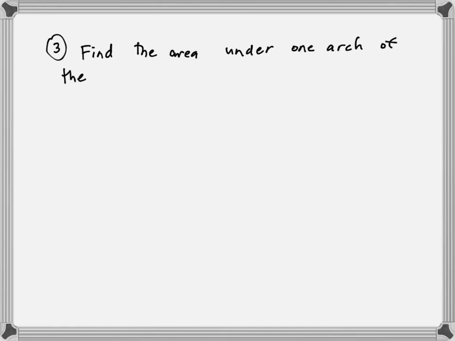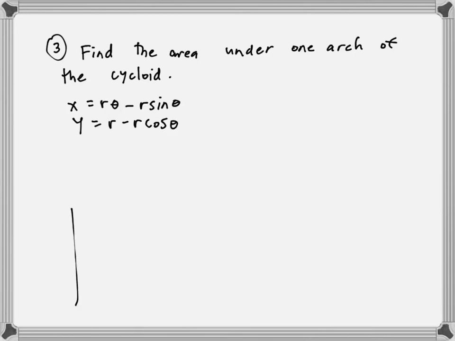So let's go ahead and try an example here. This is number 3. Let's do something interesting. Let's find the area under one arch of the cycloid. All right, so remember, x is equal to r theta minus r sine theta, and y is equal to r minus r cosine theta. And we're trying to find the area under one of these arches, right? Let's draw an arch here. An arch looks like this, okay? We're trying to figure out what the area is under one of those.